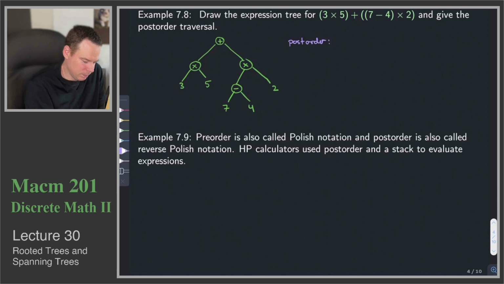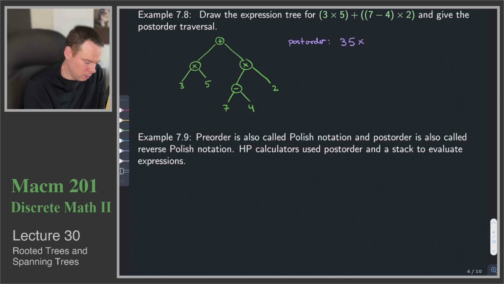So post-order traversal says start at the root, do the post-order traversals of its subtrees. So that means I'm going to first do the post-order of this one. Post-order of that one says, okay, starting with that root, post-order traversal each of its children's rooted trees, and then visit the root. So this means we are doing a 3, a 5, and then we are coming back to the multiplication.